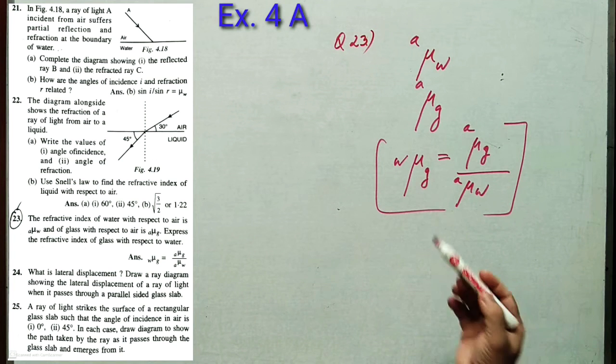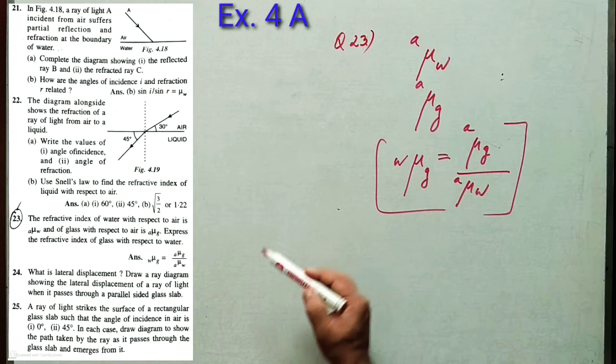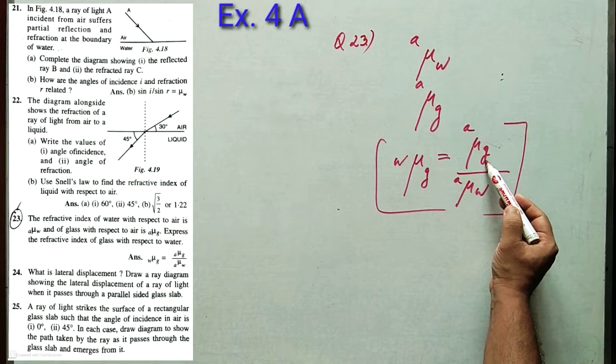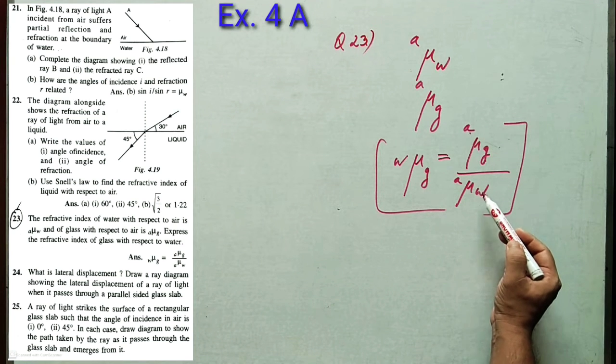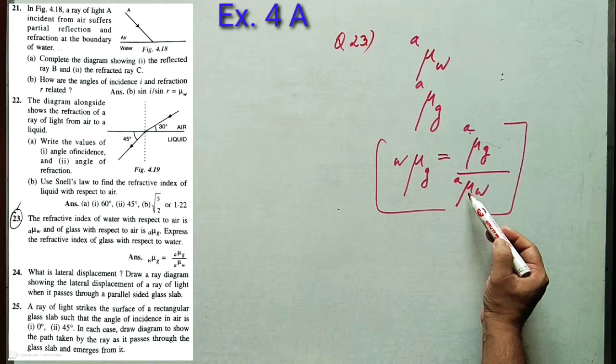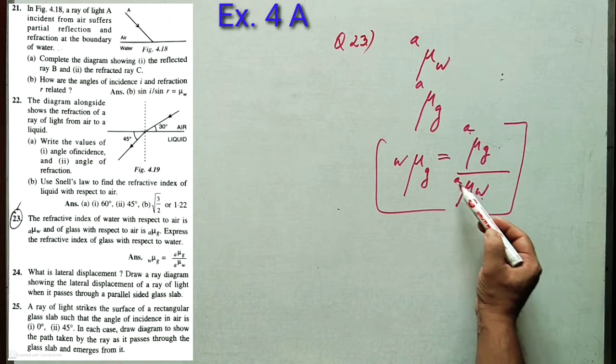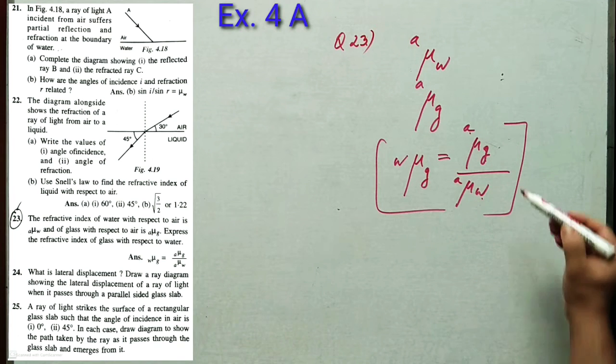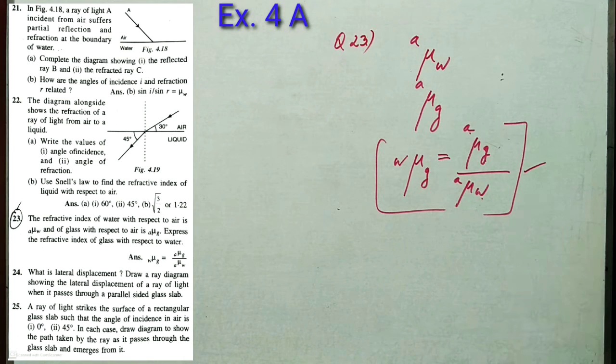So you can express refractive index of glass with respect to water as the ratio between refractive index of glass with respect to air to the refractive index of water with respect to air. Clear? So don't get confused. Okay.